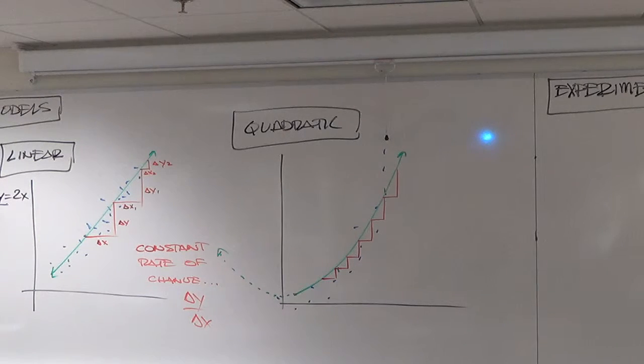-3? -6? -2? Where's your constant slope? It's right here. That's up 2, isn't it? Up 2, up 2, up 2, up 2, and so forth and so on.